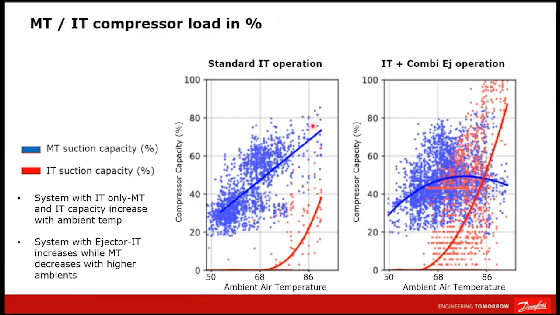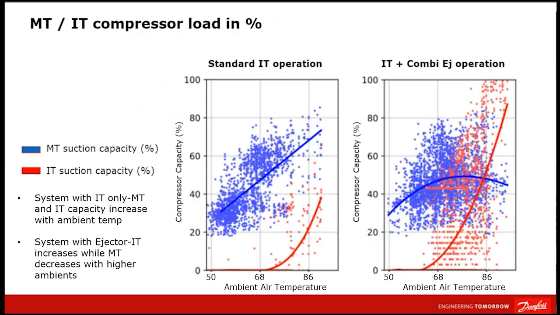And so moving that over, this is another graph that just kind of supports what we've been saying. The graph on the left is just showing a system that has just parallel compression, no ejector. And as our ambient temperature increases, you can see the ambient temperature on the x-axis of this first graph. Our blue line is our medium temp suction capacity, and our red line is our parallel suction capacity.